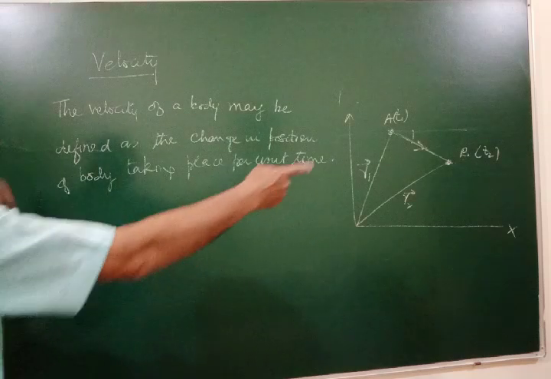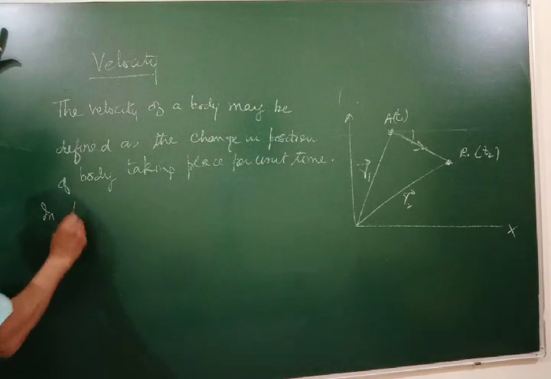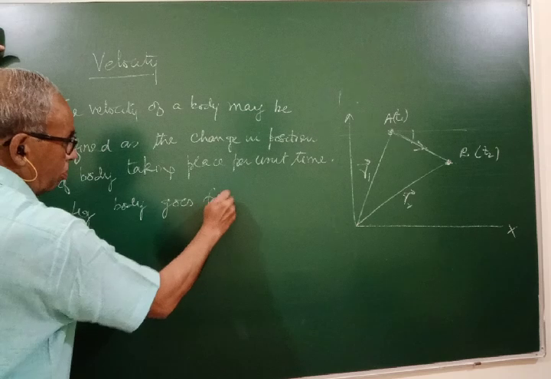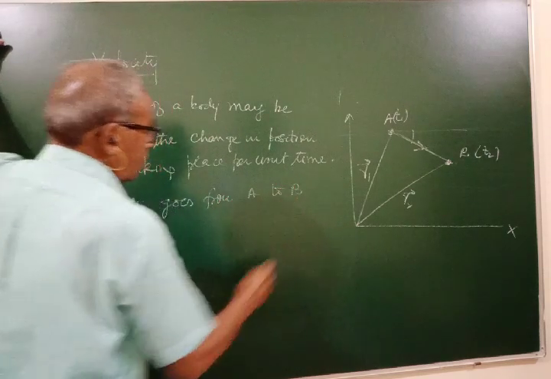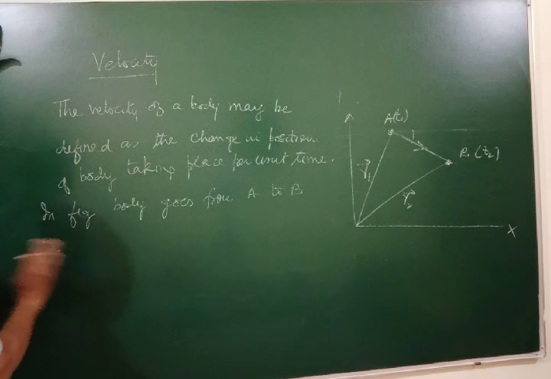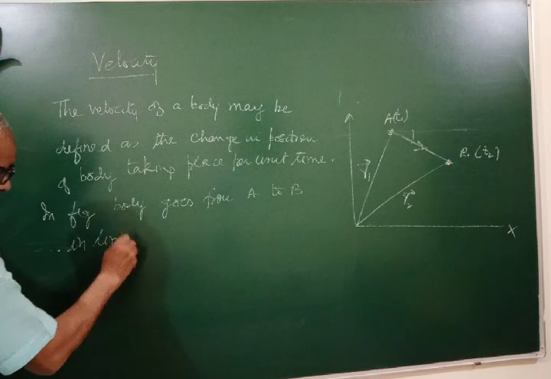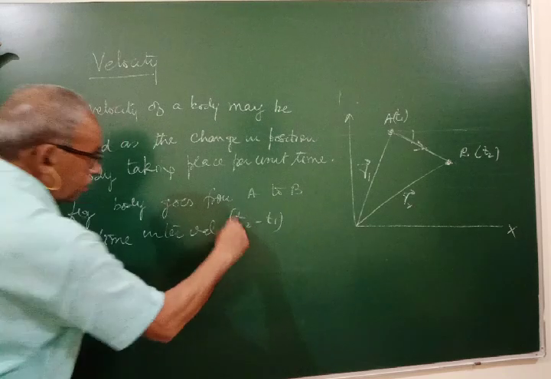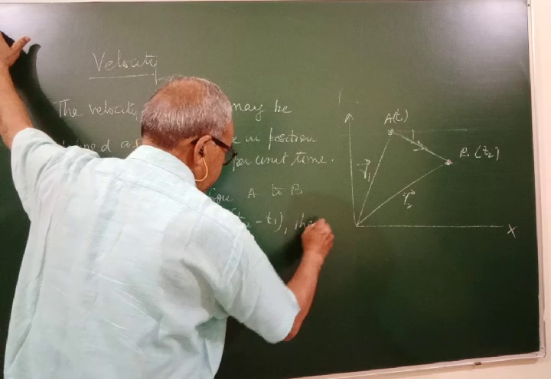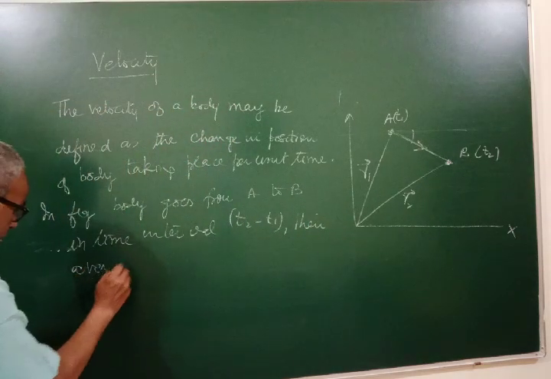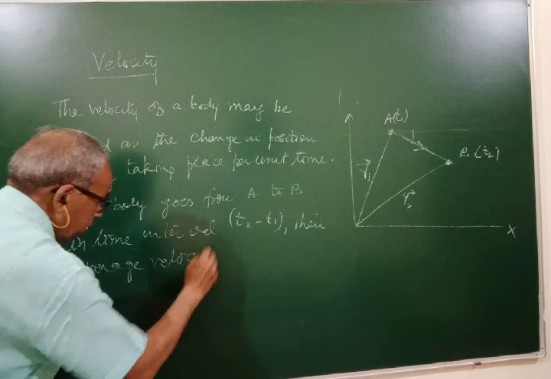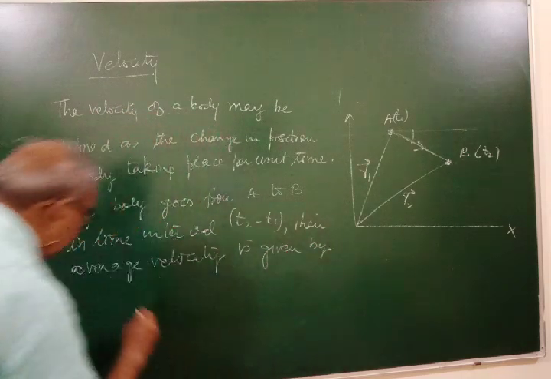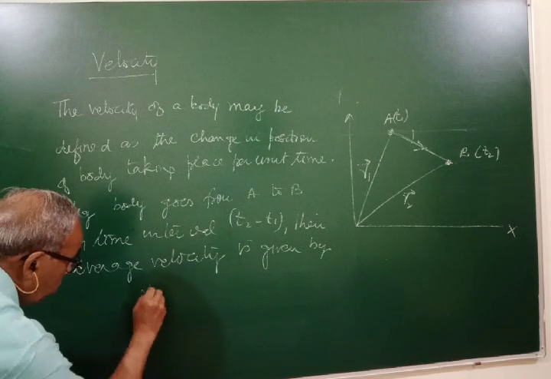Now how to define it here? If in this figure a body goes from A to B in time interval T2 minus T1, then average velocity. Average velocity is given by V.